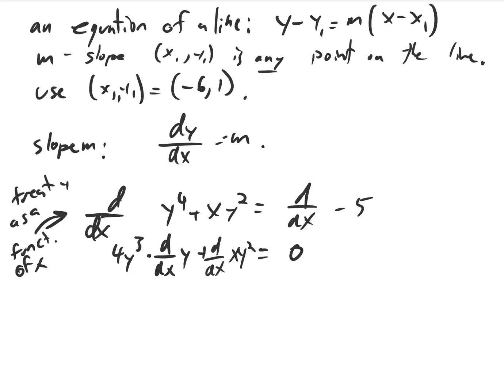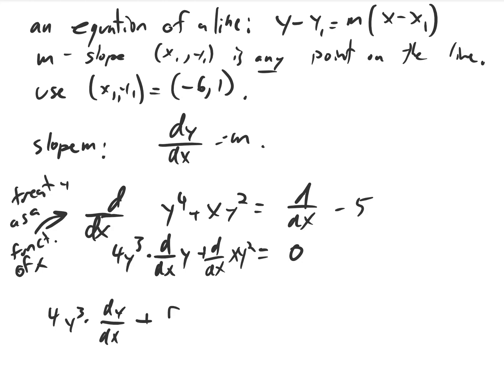So you can imagine that the inside function is y. So just like according to chain rule, the 4 comes down, the new exponent is 3, and then it's times the derivative of the inside function. Okay, and what's the derivative of y with respect to x? Well, it's just dy dx.